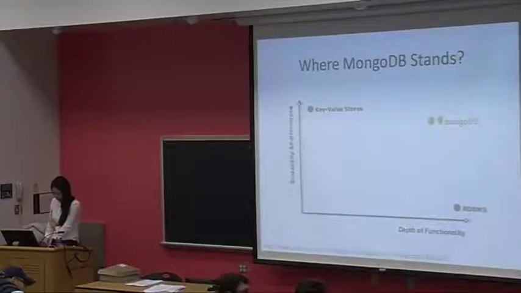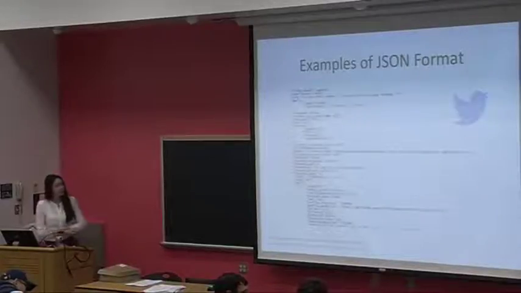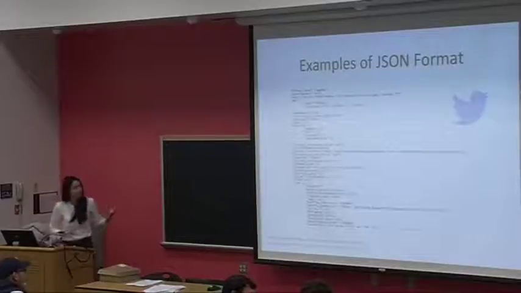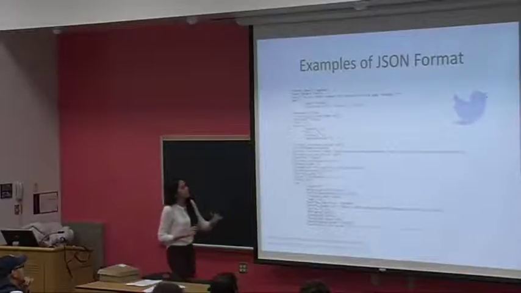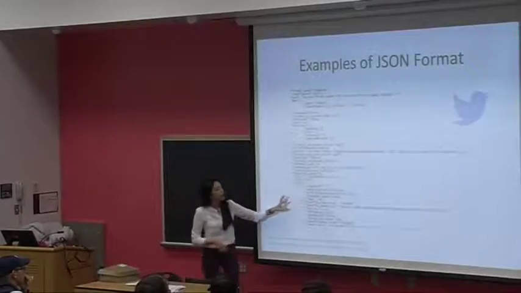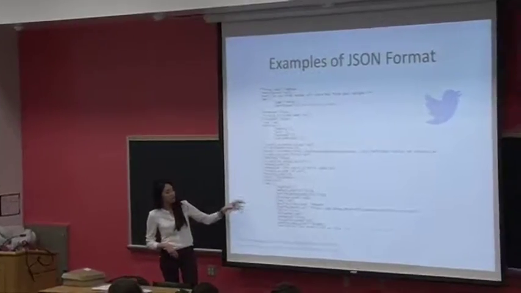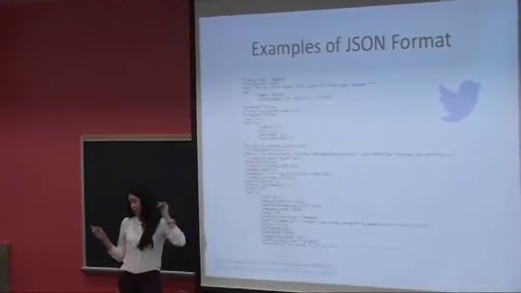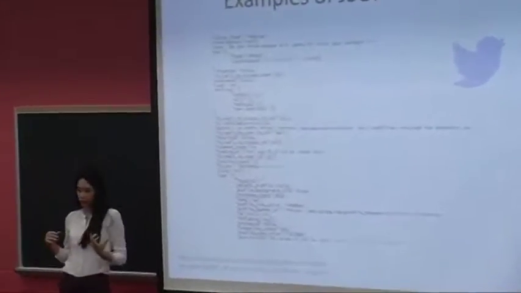So just a quick example of how JSON format looks. This is super tiny, but I just want to give you a flavor of what JSON is like. This is one of the examples. It's anonymized right now, but it's one of the examples if you use the Twitter API to get tweets from Twitter, okay? And this is the data the Twitter API will return.